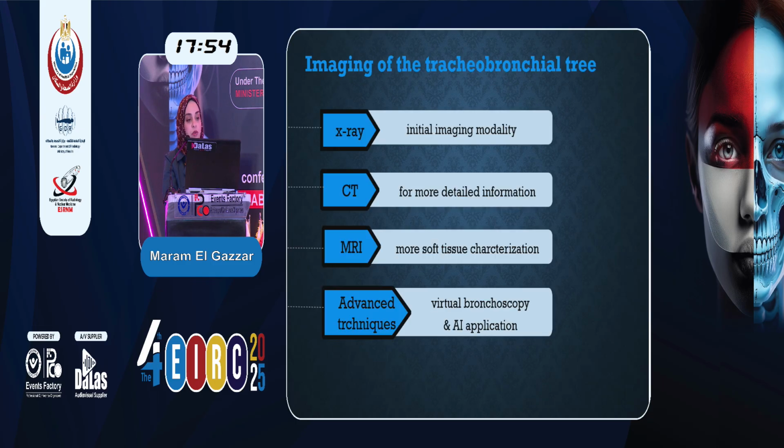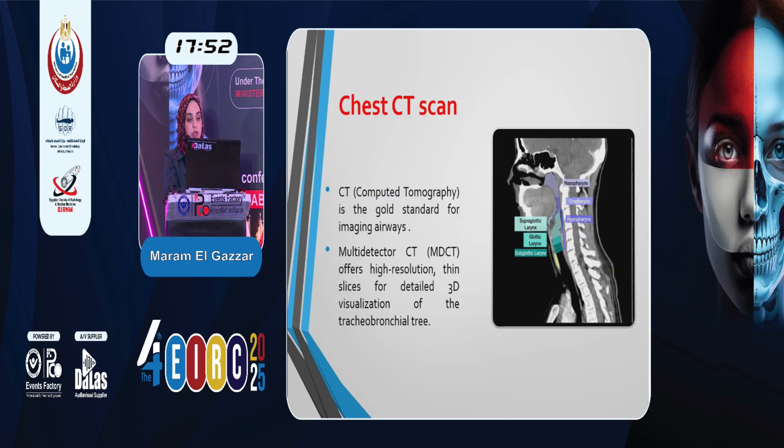So now we will talk about the CT for more detailed information. CT is the gold standard for imaging the airway. Multi-detector CT offers high resolution thin slices for detailed 3D visualization of the tracheobronchial tree, as seen on the CT scan with sagittal formatted images, which show the nasopharynx, oropharynx, and hypopharynx, and the larynx subdivided into supraglottic, glottic, and subglottic larynx, and the lateral view of the trachea.